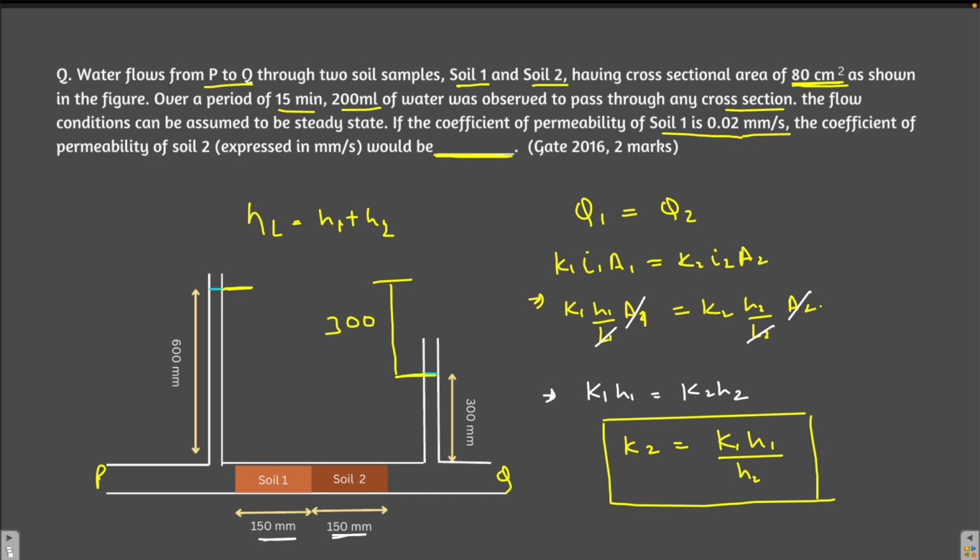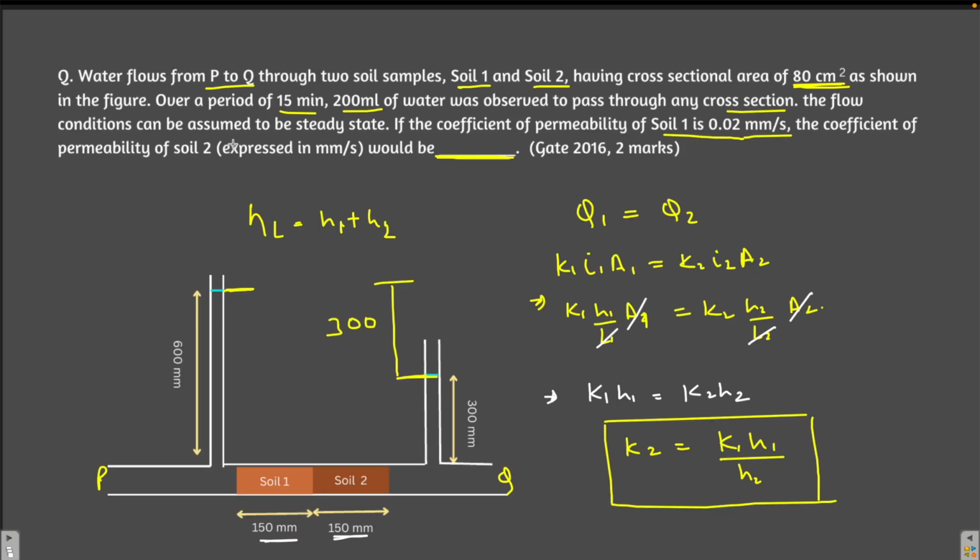How to do that? Again, we know that Q is equal to KIA. Do we know the value of Q? Yes, we know the value of Q. It is given as 200 ml per 15 minutes. But here K is given in millimeter per second, so we have to somehow convert Q into millimeter cube per second.